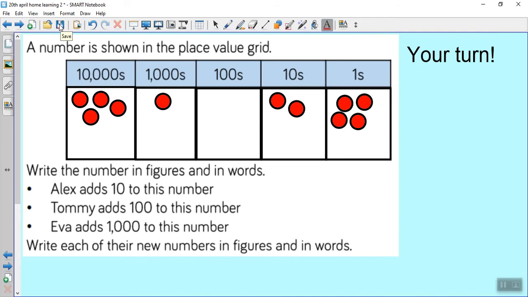Okay, this is very similar. Can you pause the video and work out what the number is in figures and in words? Alex adds 10 to the number. What's that number in figures and words? Tommy adds 100 to the number. What's that in figures and words? Eva adds 1,000 to the number. What's that in figures and words? Have a go.